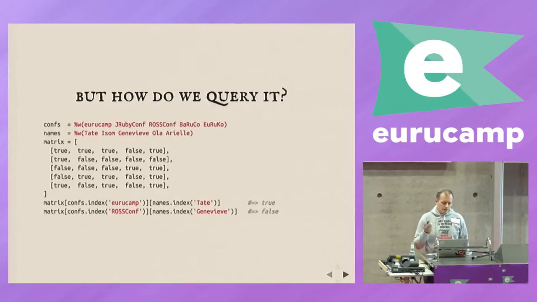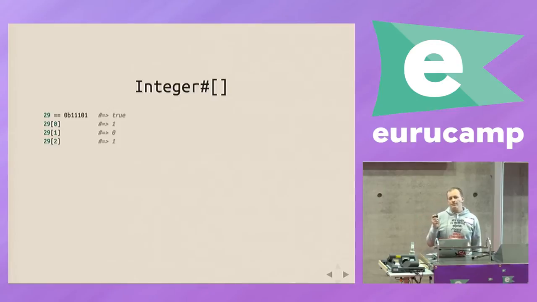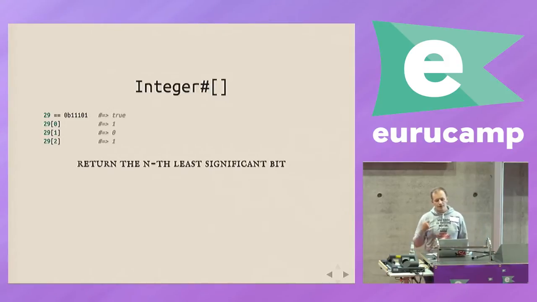How do we query this? We queried the Boolean matrix just by indexing into it. And the whole point of this talk is this wonderful method. It's Integer square brackets, and we call the square brackets method on integers, and we index into the bits of the integer. So if we take the number 29, which is 11101 in binary, then the rightmost, the zeroth indexed bit is 1, the next one is 0, the next one is 1 again, and so on. So it returns the nth least significant bit.